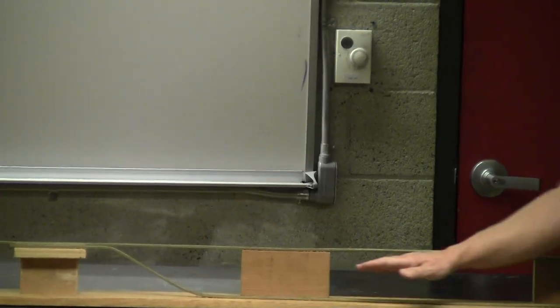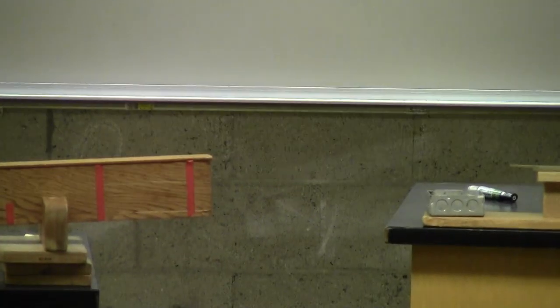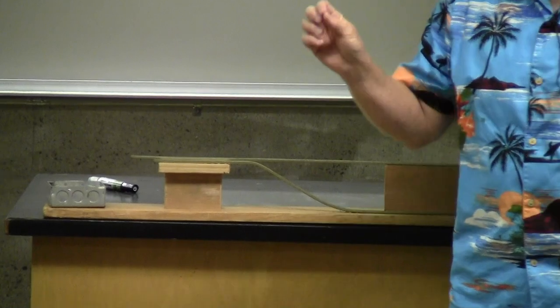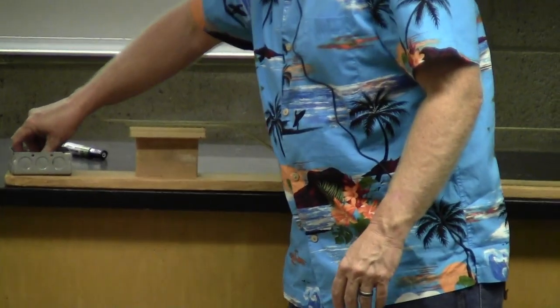And then it hits the uphill part. Now the uphill part slows it down. You might say it decelerates it, or mathematically we'll say it has a negative acceleration. And so what that means is it slows down, but here's the catch.